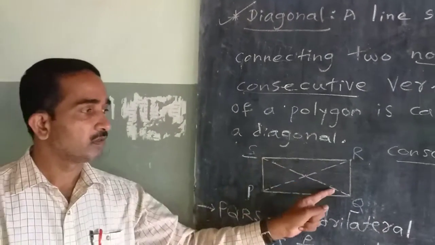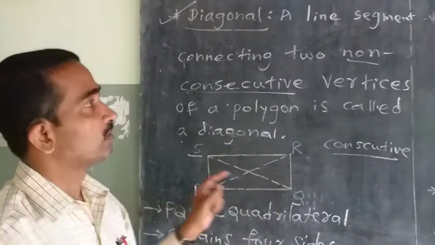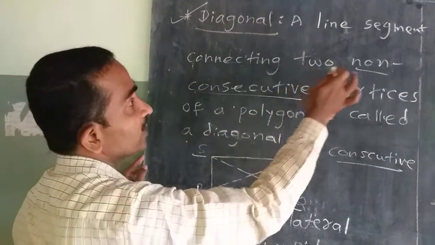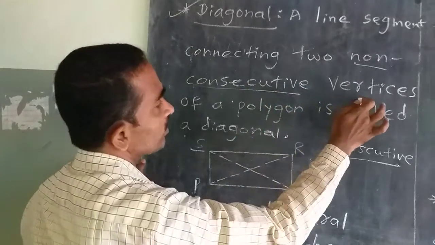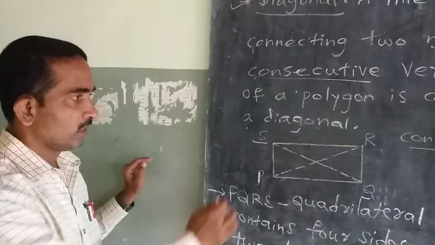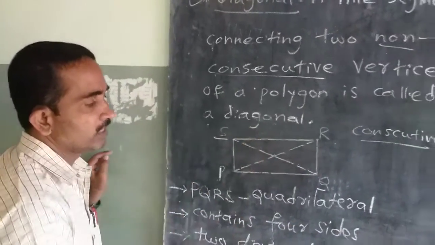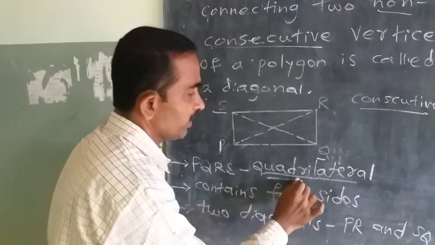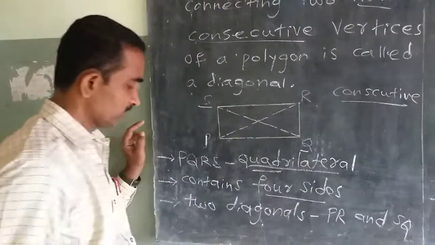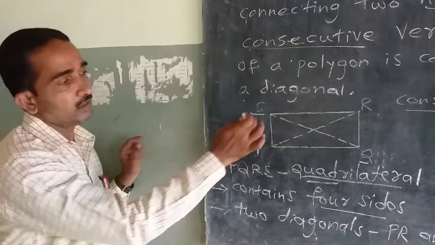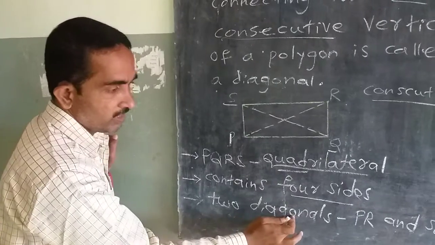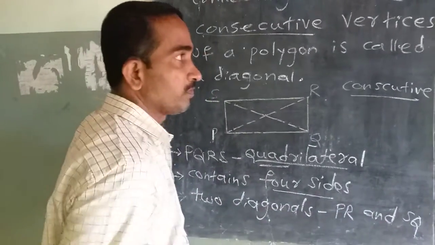This is called a diagonal. Overall, a diagonal means a line segment connecting two non-consecutive vertices of a polygon. PQRS is a quadrilateral. Quadri means it contains 4 sides. How many diagonals are there? SQ and PR, means 2 diagonals, PR and SQ.